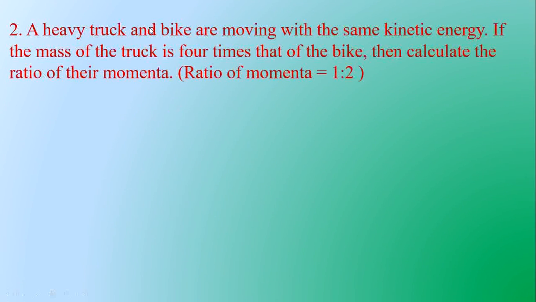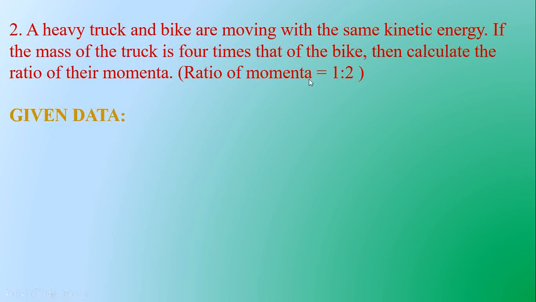And then question number 2, a heavy truck and bike are moving with the same kinetic energy. If the mass of the truck is 4 times that of the bike, then calculate the ratio of the momenta. That is, truck and bike are moving with the same kinetic energy. The kinetic energy is same. The mass of the truck is 4 times that of the bike. We have to find out the ratio of the momenta.